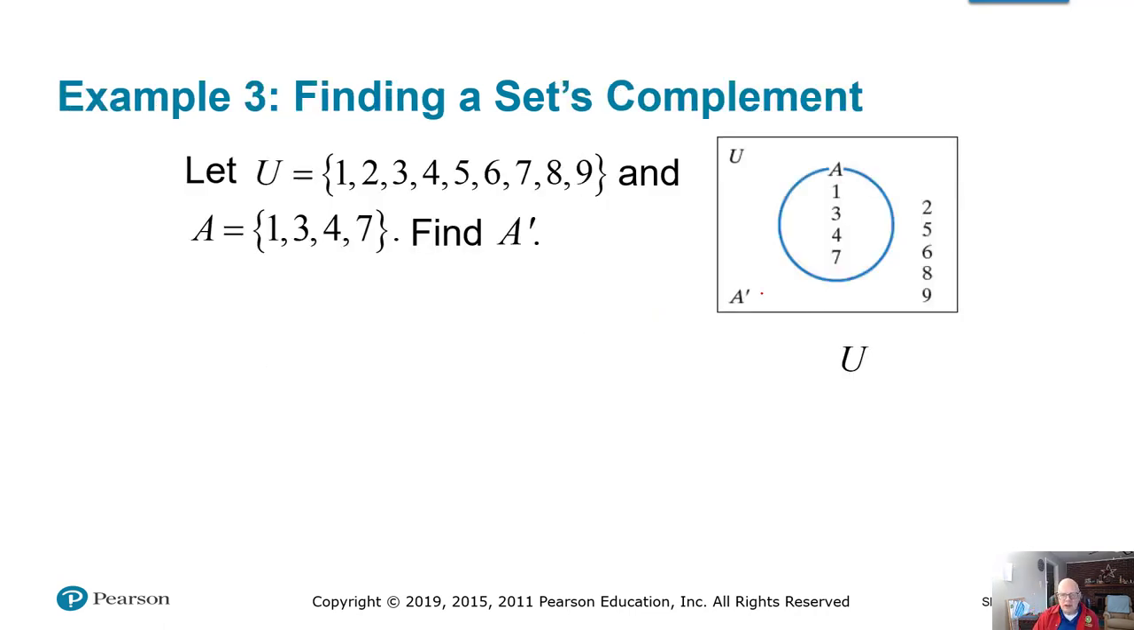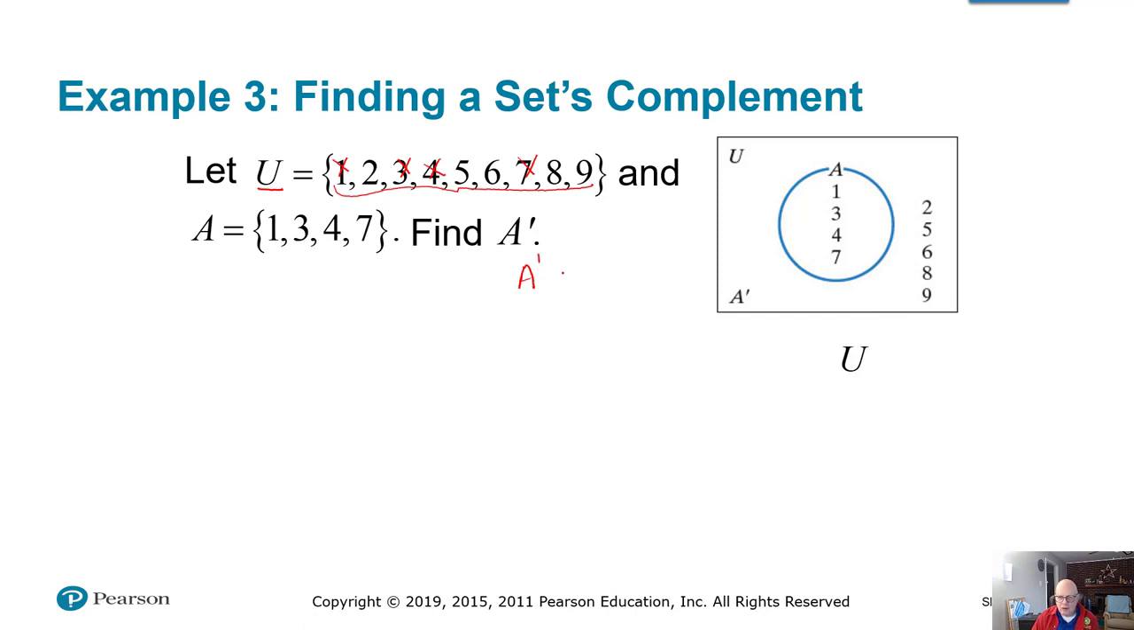So here's an example we can use. Here we've got U. We want A prime, or the complement of A. So start with these and get rid of everything that's in A. So get rid of the 1, get rid of the 3, get rid of the 4, get rid of the 7, and what do we have left? We have A prime, or complement of A.